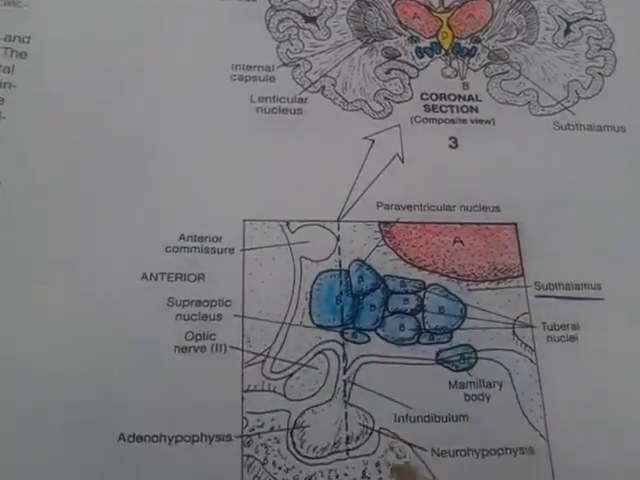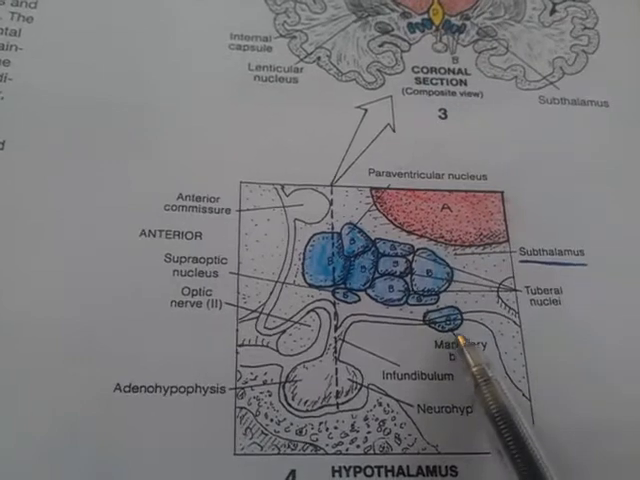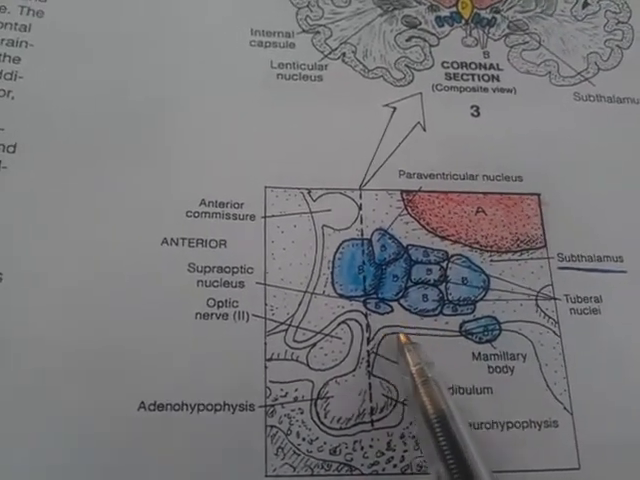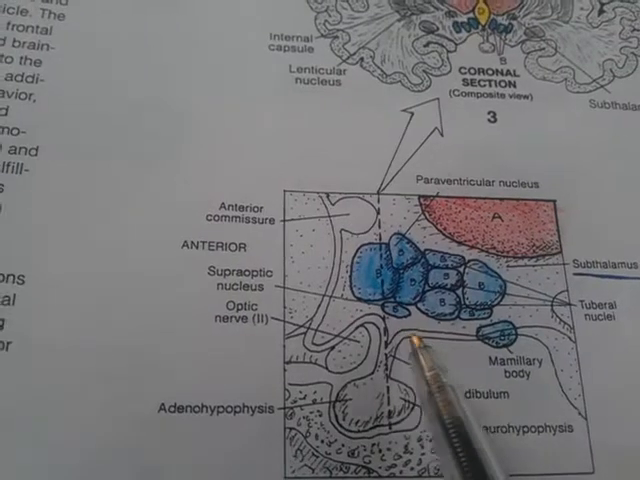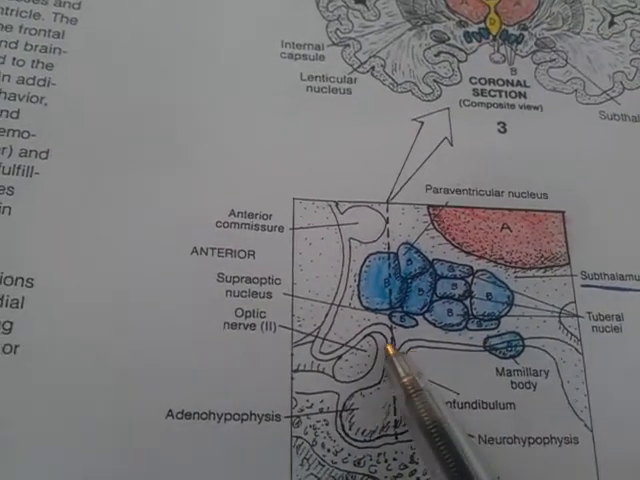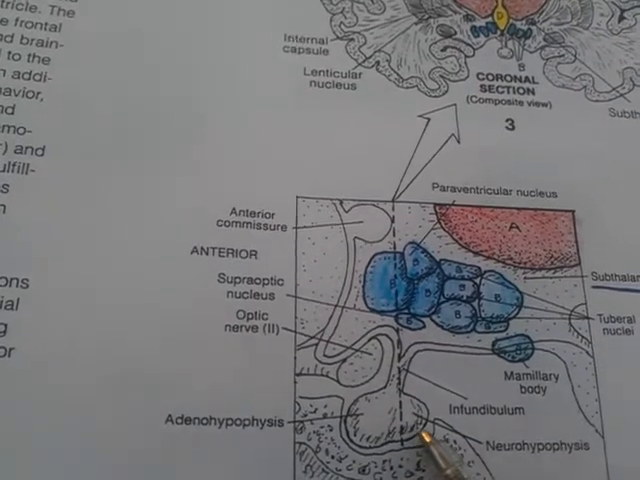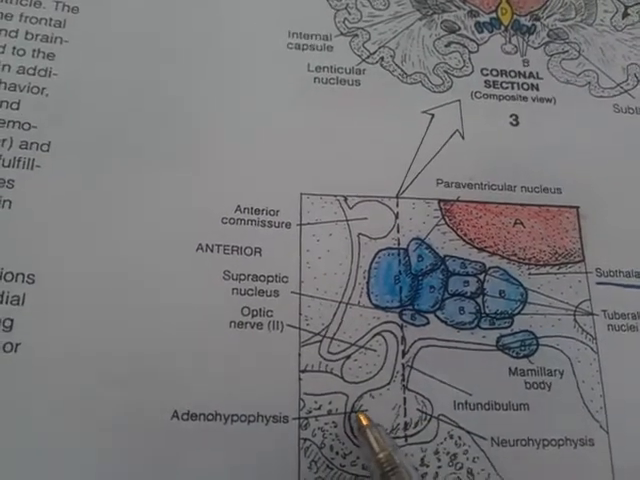And externally you can see the mammillary body, the tuber cinereum, and infundibulum. This is the neurohypophysis, this is the adenohypophysis.